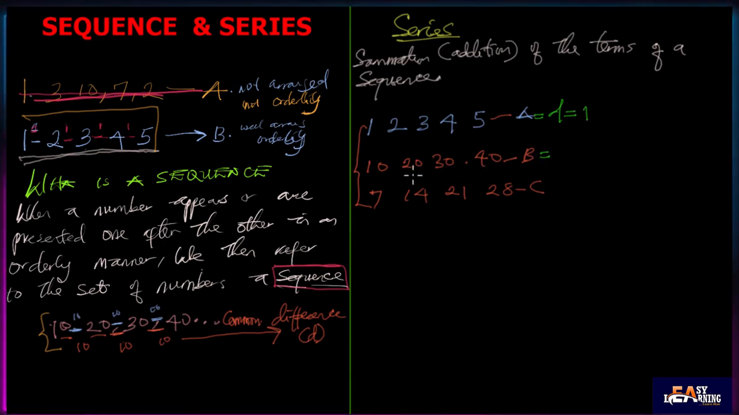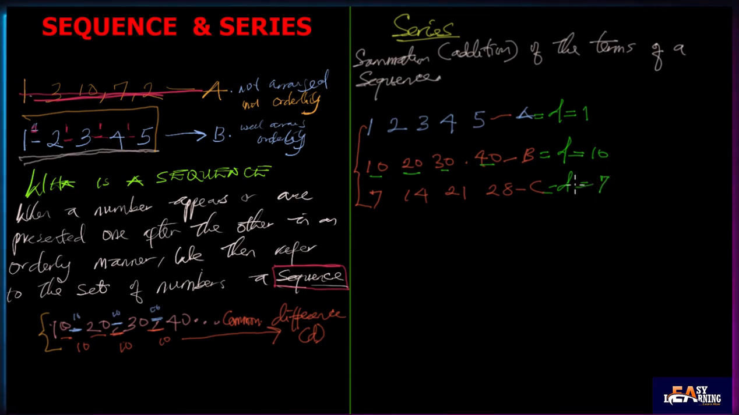In sequence B, what's the common difference? Just subtract 20 minus 10, or 30 minus 20, or 40 minus 30. Subtract the smaller number from the bigger one, and the common difference D here is 10. In sequence C, what's the common difference? If you subtract 14 minus 7 or 21 minus 14, the common difference there is 7.